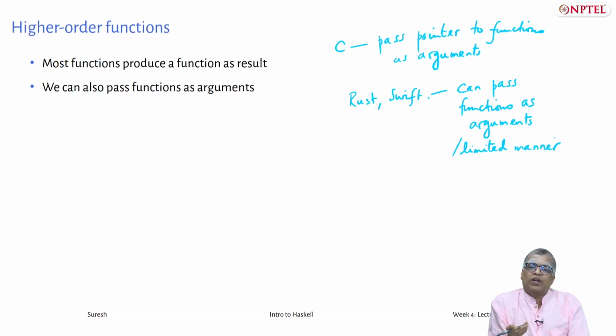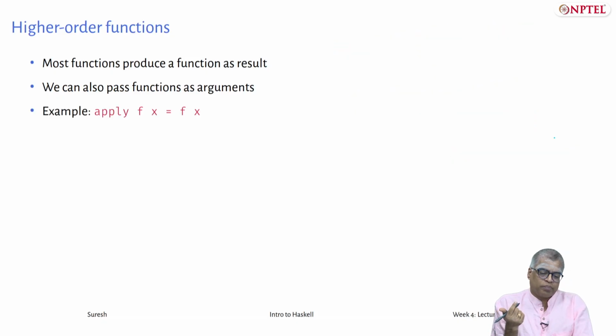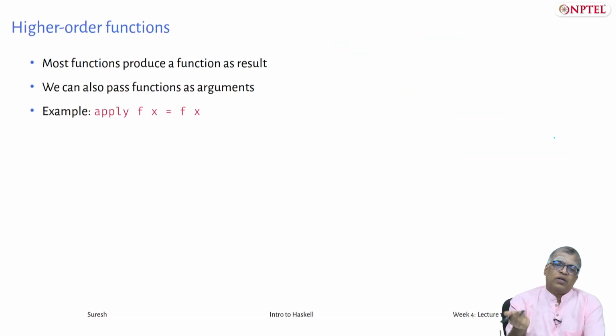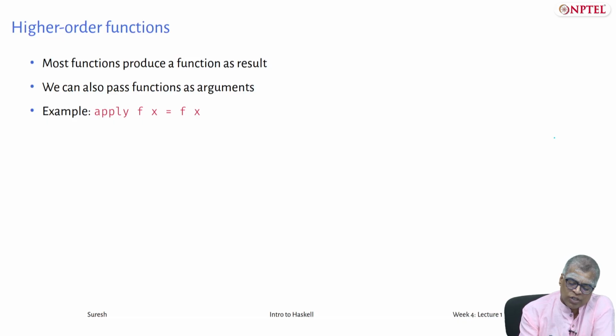This feature is very natural in Haskell and all functional languages, right from the earliest functional language, Lisp. Okay, and here is the first example of a higher order function. We are defining this function called apply. Okay, and apply just takes 2 arguments. One argument is a function, another argument is a variable, and it applies the function to the variable.